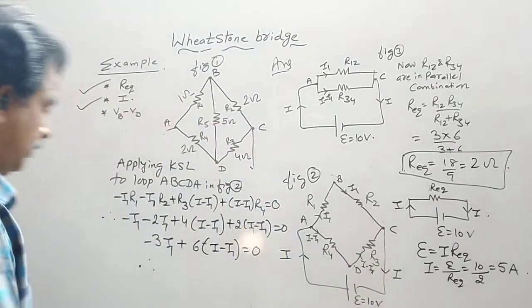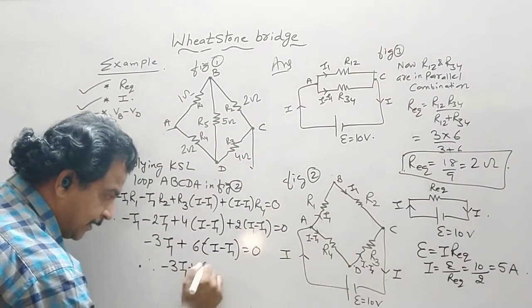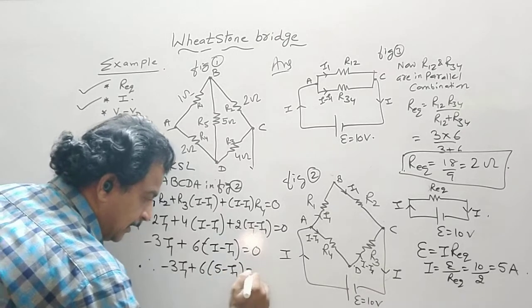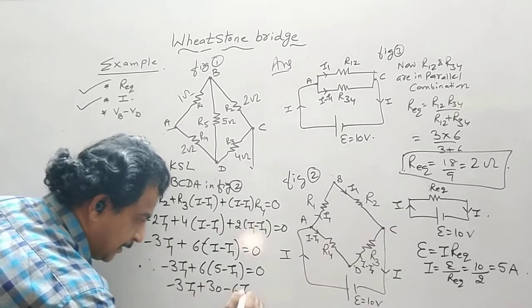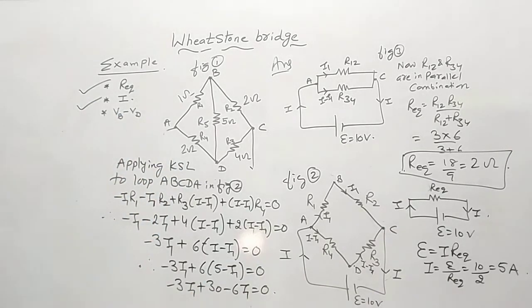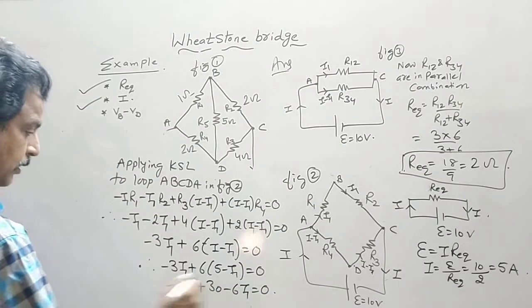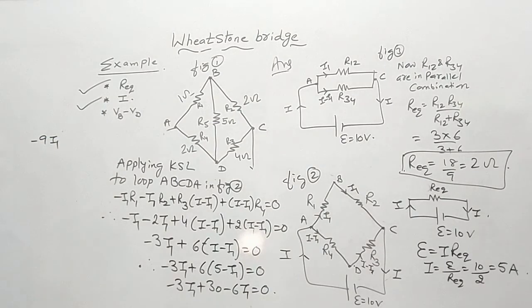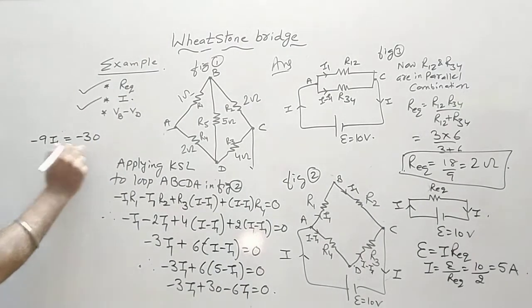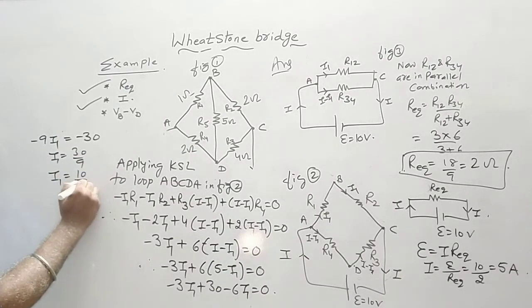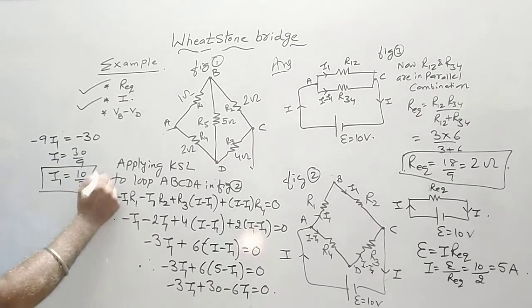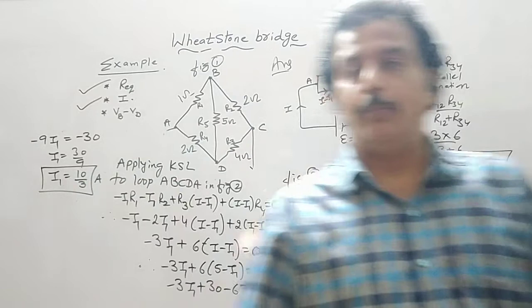I is 5. So minus 3I1 plus 6 (5 minus I1) is equal to 0. So minus 3I1 plus 30 minus 6I1 is equal to 0. So this is minus 9I1 plus 30, so I take it to that side, so minus 30, so I1 is equal to 30 upon 9. I1 is equal to 10 upon 3 ampere.